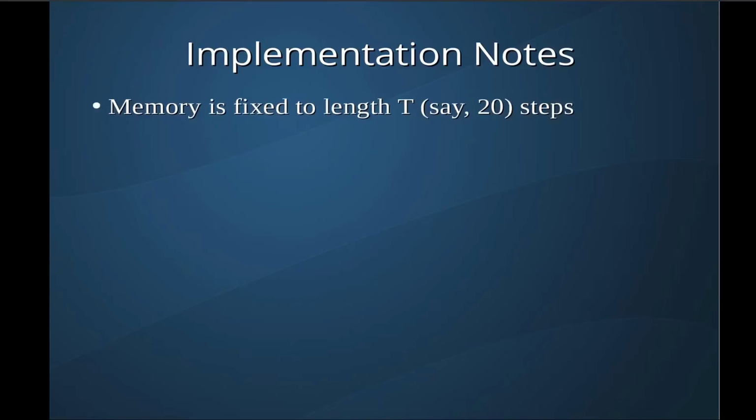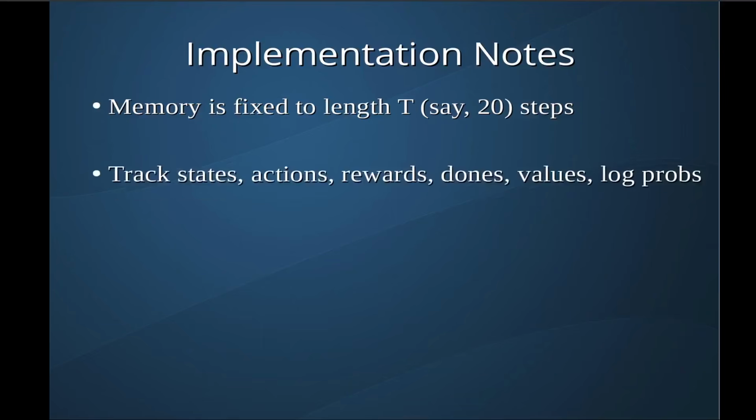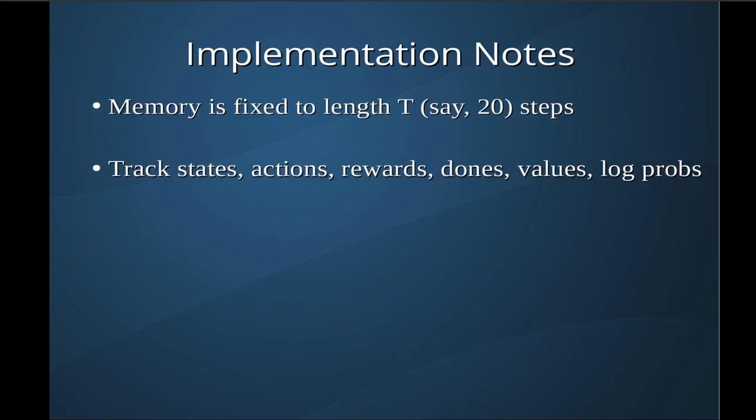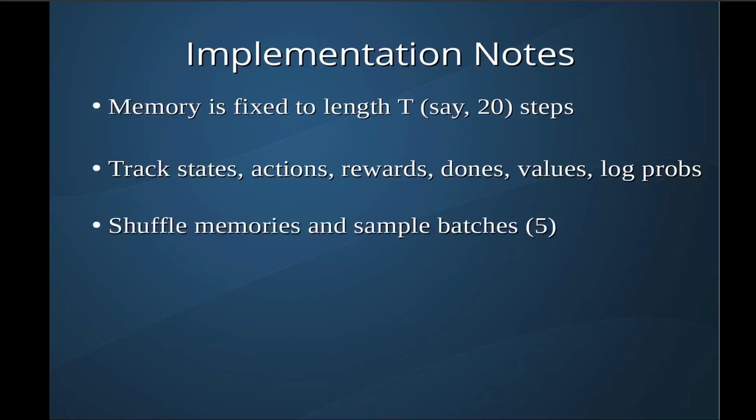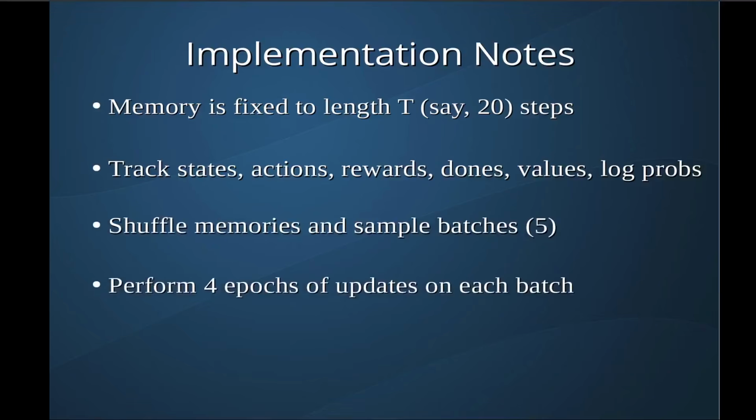As I said earlier, our memory is going to be fixed to a length of capital T. In this case, we'll use 20 different steps. We're going to keep track of the states the agent sees, the actions it takes, the rewards it receives, the terminal flags, the values of those states according to the critic network, and the log of the probability of selecting those actions. That'll become important later in our update rule. As I said, we're going to shuffle those memories and sample a batch size of 5, and we're going to perform 4 epochs of updates on each batch.